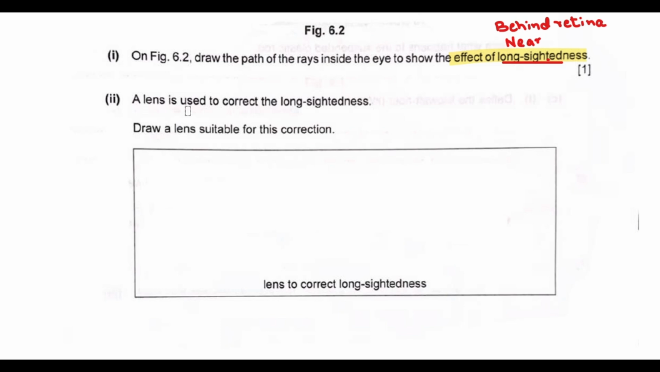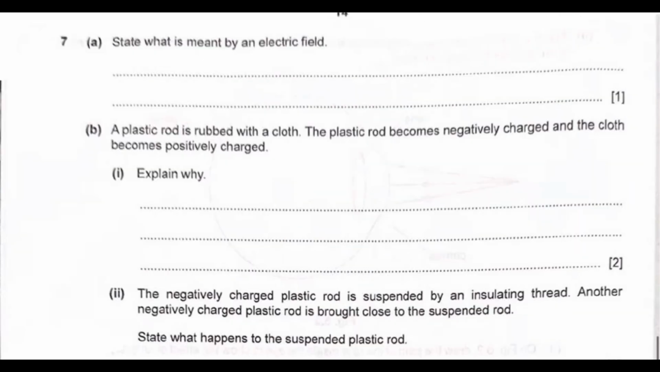Second part says the lens is used to correct long-sightedness. Draw a lens suitable for this correction. A person suffering from long-sightedness uses a convex lens to treat it, or we also say a convex lens is a converging lens. So this is the diagram of a converging lens used to treat long-sightedness.